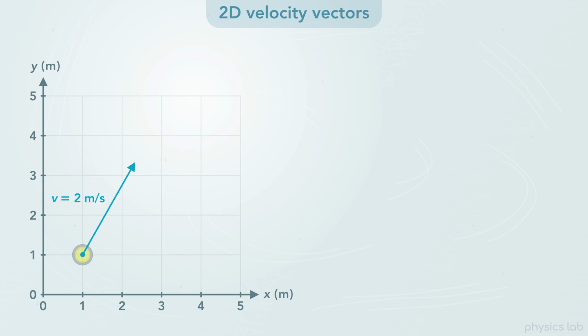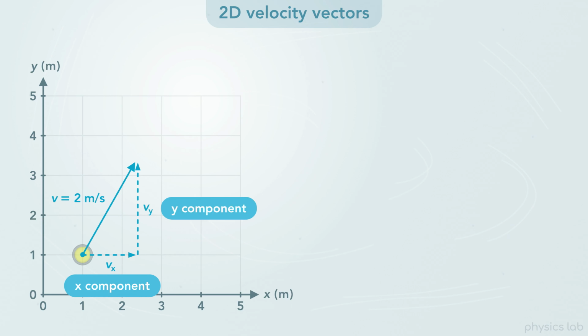But if the stone is moving at 2 meters per second in that direction, how fast is the stone moving in the x direction, and how fast is it moving in the y direction? Is it moving to the right at 2 meters per second and up at 2 meters per second? To answer that, we need to find the x and y components of the velocity vector. Vx is the velocity component in the x direction, and Vy is the component in the y direction.